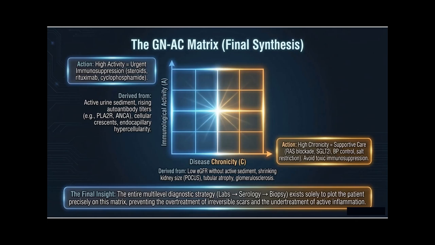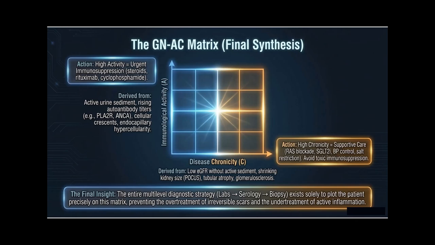The brown area, there you are supposed to use ROS blockade, SGLT2 inhibitors, BP control, salt restriction, avoid immunosuppression. Whereas in the blue part, action is high activity, urgent immunosuppression: steroid, rituximab, cyclophosphamide. If you are in the brown zone, no immunosuppression, protect the kidney: ROS blockade, SGLT2 inhibitor, BP control, salt restriction.